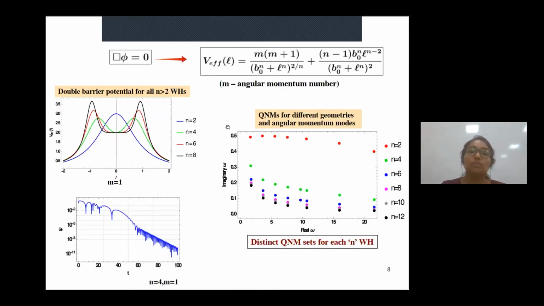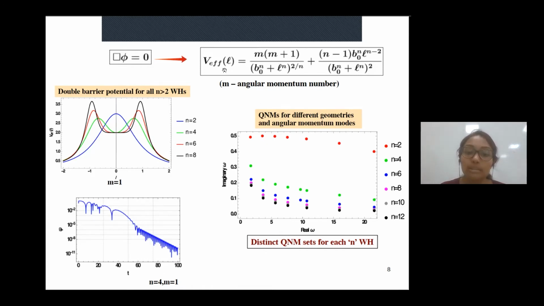Now we move on to the stability analysis of this geometry. The scalar perturbation begins by solving the box phi equal to 0 equation, or the Klein-Gordon equation. And from this, the effective potential that we obtain has a structure like this, where m is nothing but the angular momentum number.